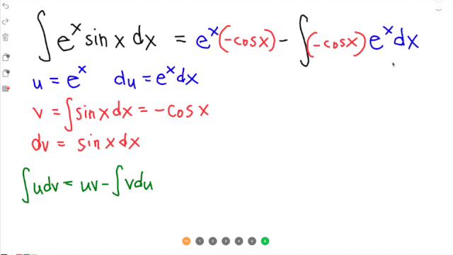Okay, so we know how to integrate this. It's basically the same thing as before, right? There's an e^x dx, and we just replace the sine x, which is a trigonometric function, with negative cosine x dx. So you guessed it right, we need to do integration by parts again. So just for this one, let us write that down in a separate problem.